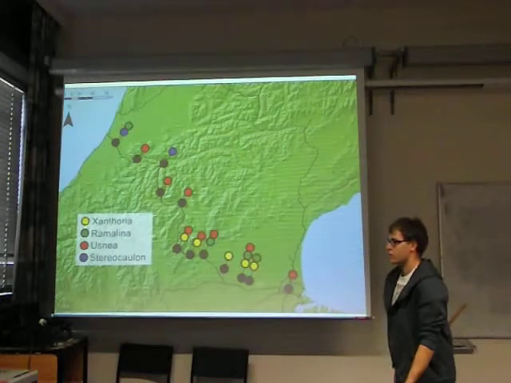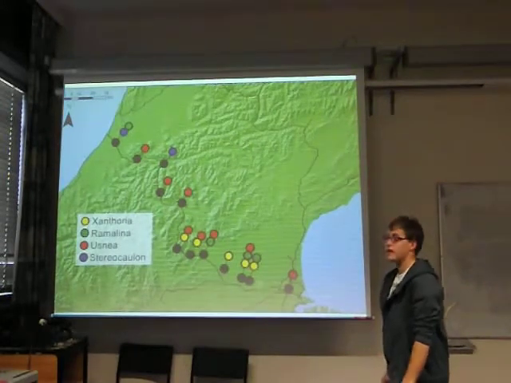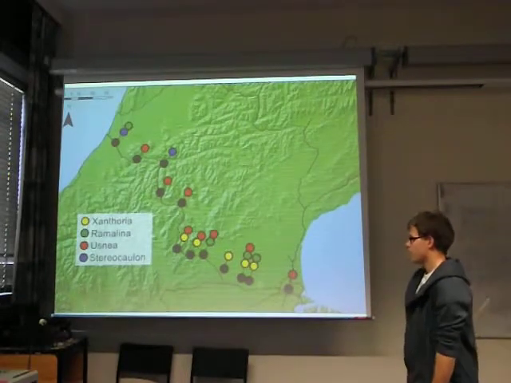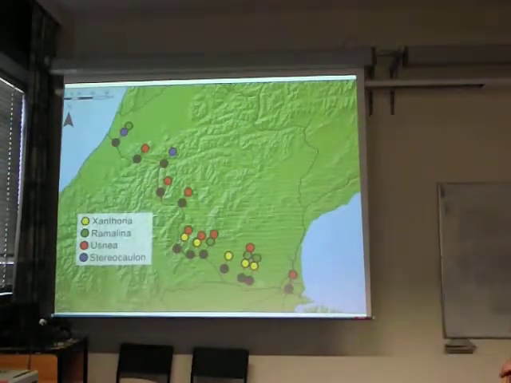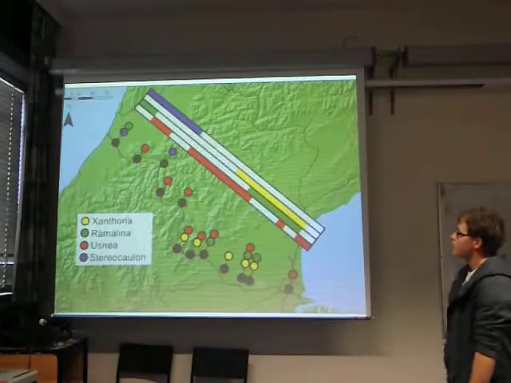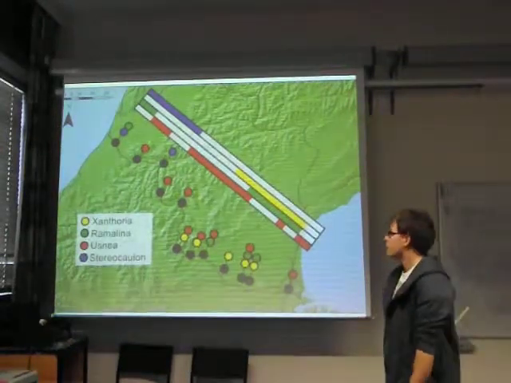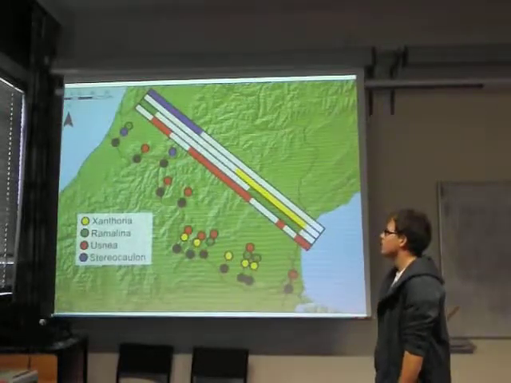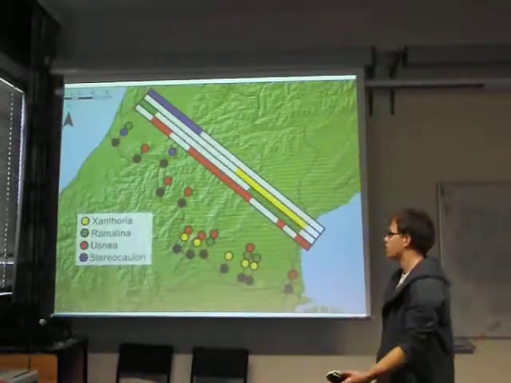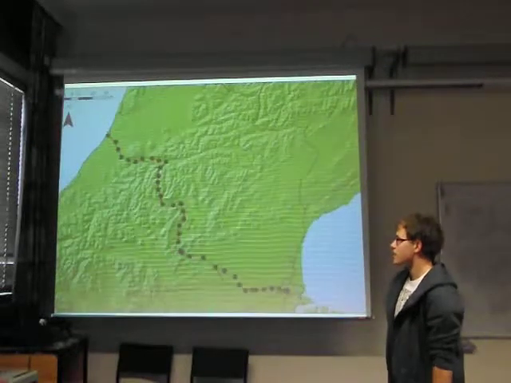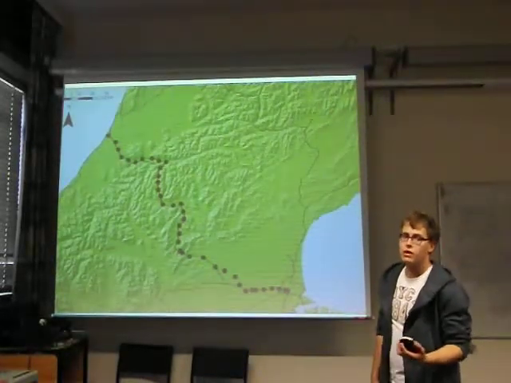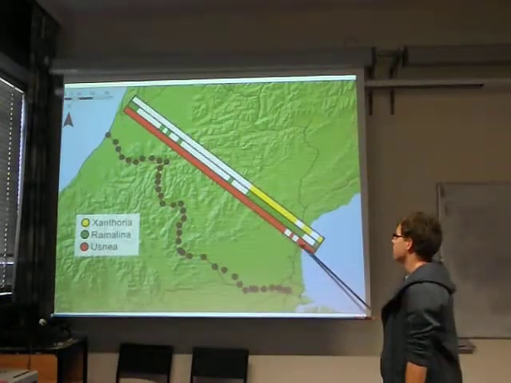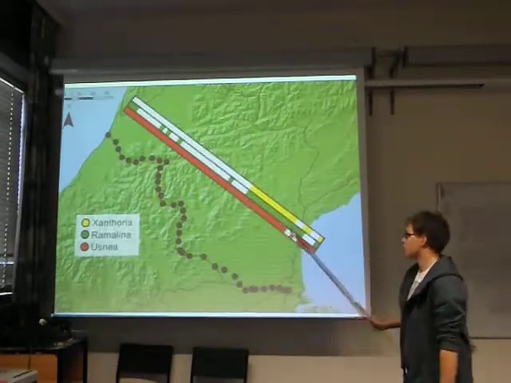Xanthoria, Ramalina, Usnea, Stereocaulon. These aren't actually species, they're genera, but I'll refer to them as species just because it's easier. We can see that they cover the whole South Island, but there are a lot of holes within this data. We need to find something more representative of the whole width. So I went out and did another transect with a lot more sites and a much more detailed investigation, and we found that Usnea covers pretty much the whole of the South Island minus these 2 bars.